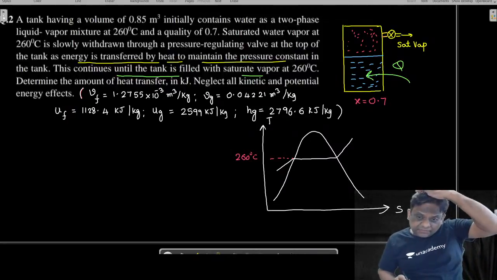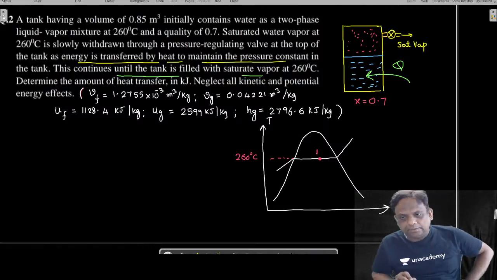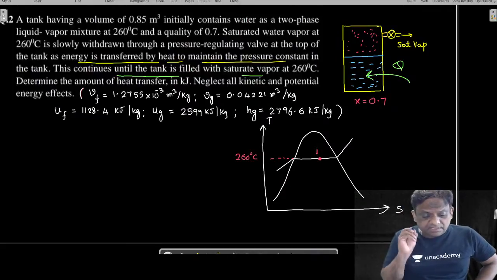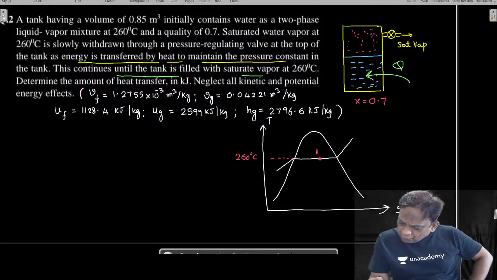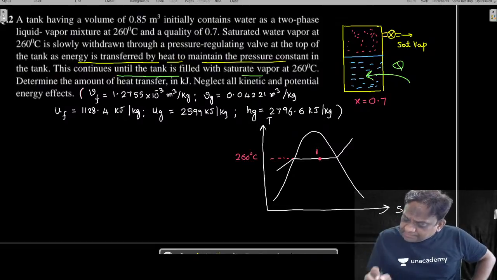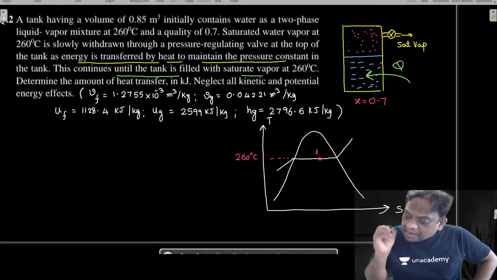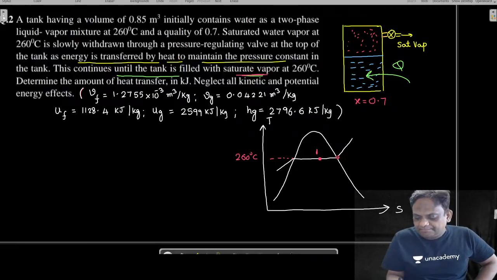What is the initial dryness fraction? It is 0.7. This is the initial point. Now what he says is, understand carefully. The process is continued. When you are removing the saturated vapor from the tank, the pressure will drop. But to maintain the same pressure, we are supplying heat. This process of removal of saturated vapor will continue until the tank has all saturated vapor at 260.